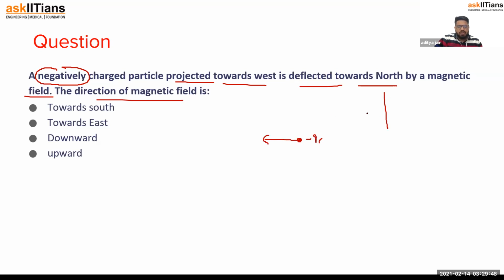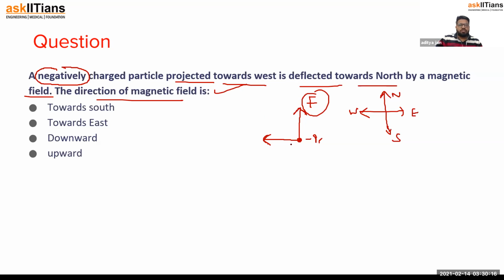Suppose I am taking that as west. This is east. It is always good to make this diagram at the side of the question, so you can easily remember the direction. So a negatively charged particle projected towards west like this is deflected towards north. So this is the north. If it is deflected towards north, can I say the force is along the north? The force is along the north. Clear? So the direction of magnetic field is being asked.